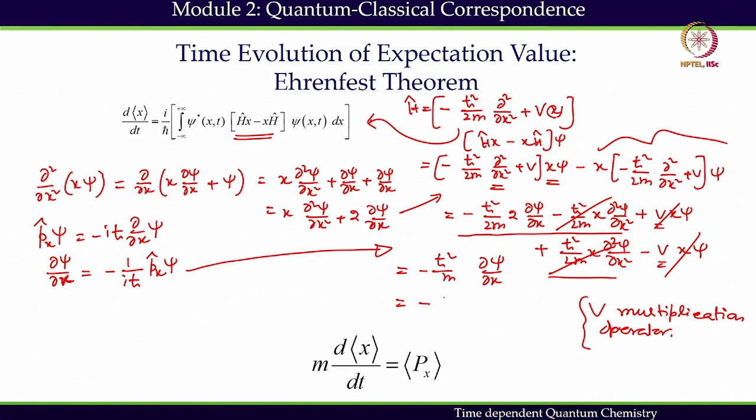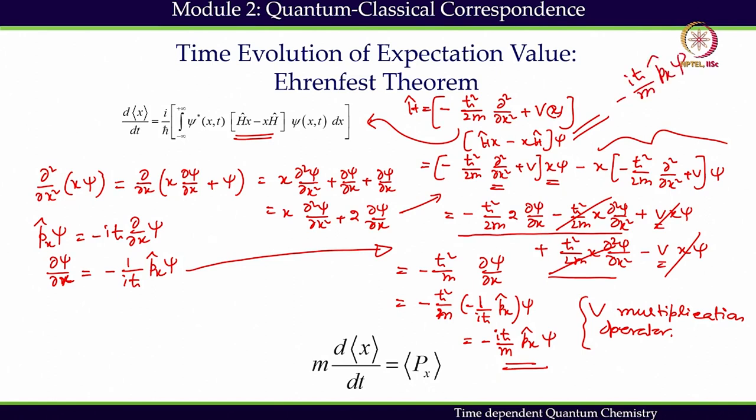Finally I get minus h cut square by m, then minus 1 by i h cut position operator acting on psi. This is nothing but minus i h cut by m position operator acting on psi. So now we'll insert this. This is what we can insert here.